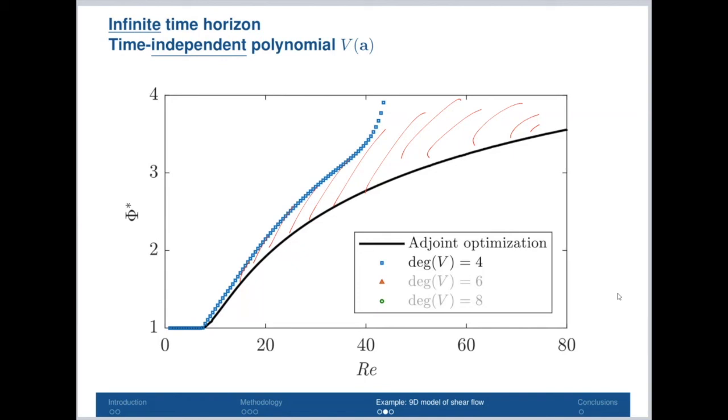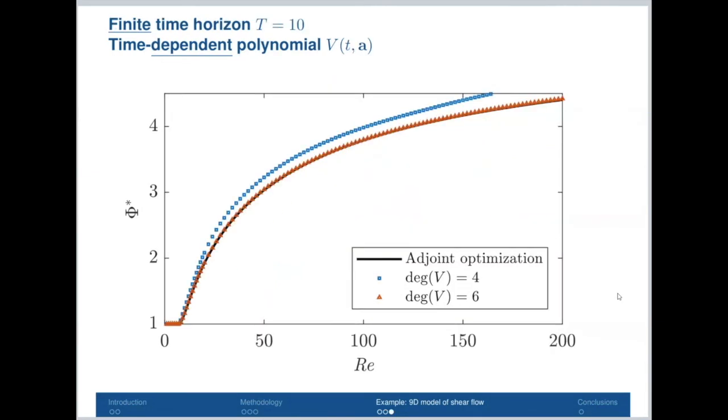But I can increase the degree of V and obtain much better results. And you can see now that the upper bounds from auxiliary functions and the lower bounds on phi star from adjoint optimization agree very well, which confirms the global optimality of the adjoint method. But this could not be known in advance. Again, you can see that at certain Reynolds numbers, the bounds blow up. But if I go up to degree 8, then the two curves essentially coincide throughout the entire range.